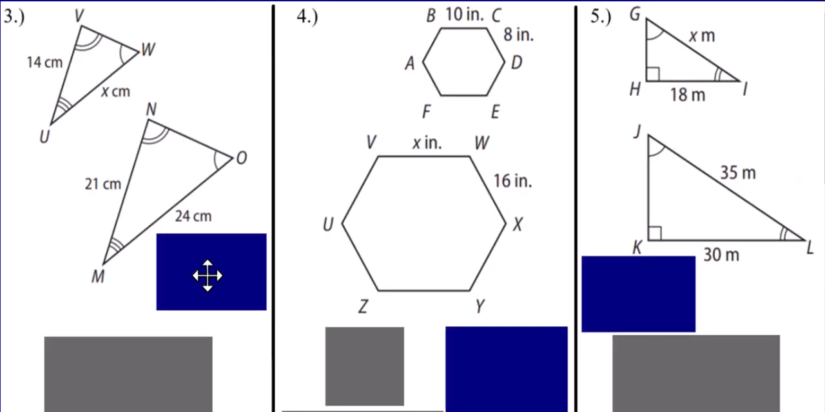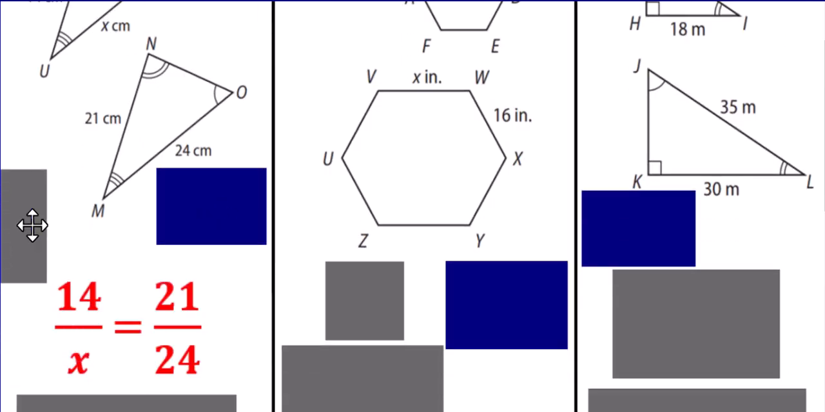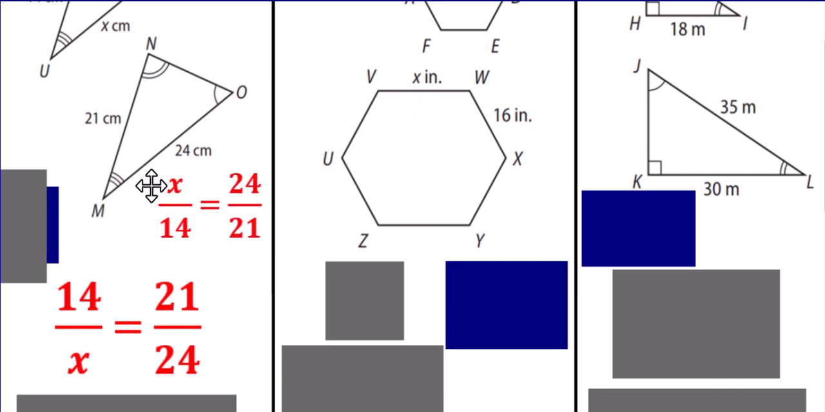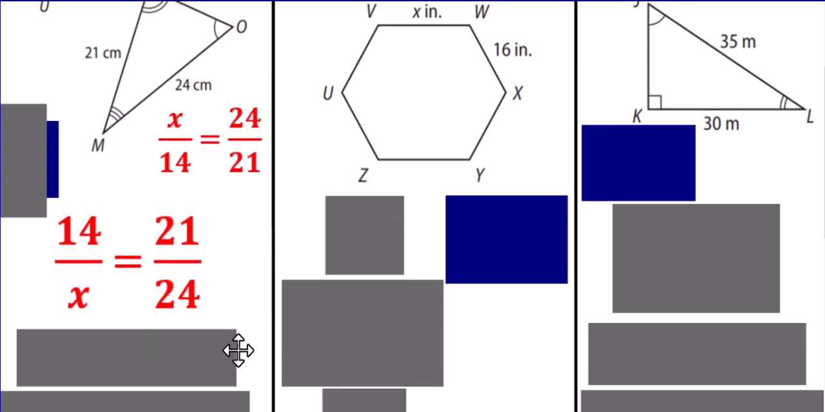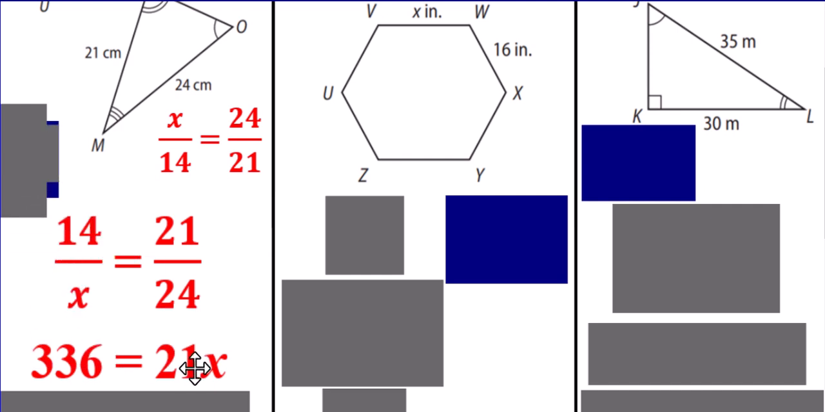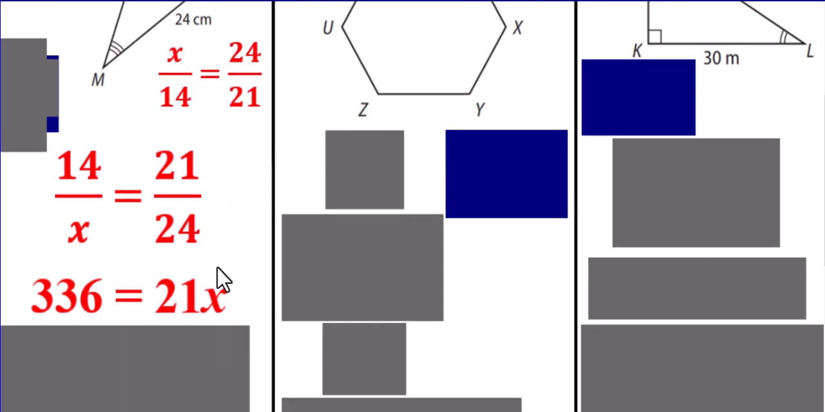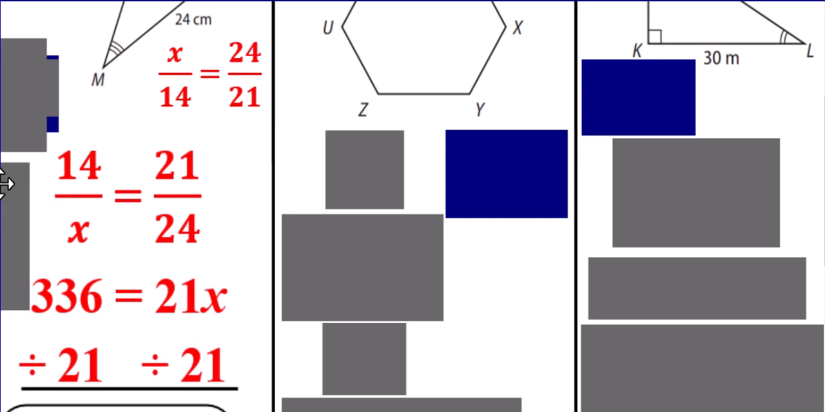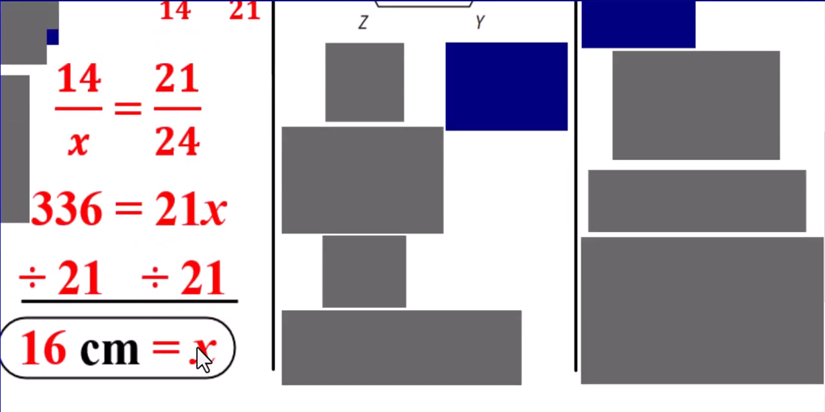Problem number 3. You probably did 14 over x equals 21 over 24, or maybe you did x over 14 equals, sorry, 24 I meant to say, over 21. Cross multiply. By the way, it doesn't matter which side you had them on. They might have been on different sides if you used the alternate setup that I was talking about. Divide by 21 on both sides, and you get 16 centimeters.